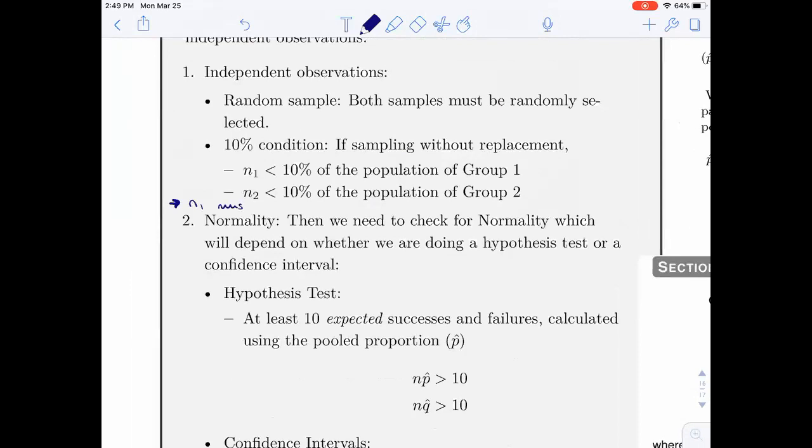And then one that I forgot that honestly isn't that important is that N1 must be independent of N2. Basically saying you can't have people in both groups. You either belong in group 1 or you're in group 2. That's not really going to come up. So I forgot to put it on there, but it should be on there. So that was my little typo.